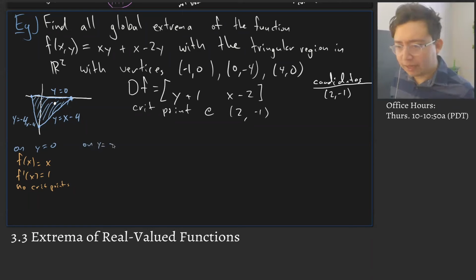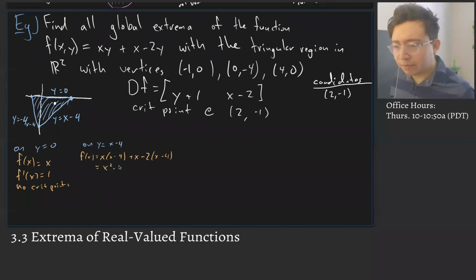And then on y equals x minus 4, things get a little more interesting. We get f of x is equal to, again, this f of x equals x came from plugging in y equals 0 up here. Now we're going to plug in x minus 4 up here. So we get x times x minus 4 plus x minus 2 times x minus 4.